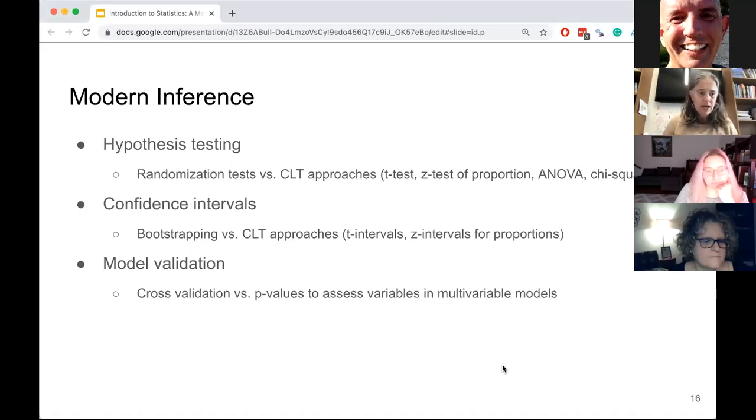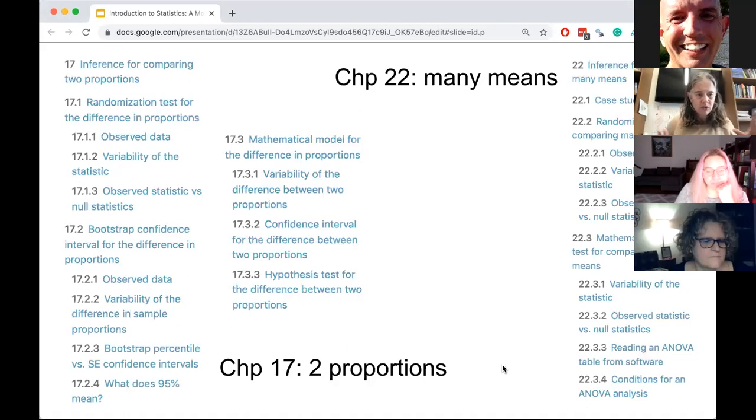You can go ahead. Before I get to those three, there's a lot going on in these slides. This is basically the table of contents. On the left side is chapter 17, and section 17.1 is randomization for the difference in proportions. 17.2 is the bootstrap for the difference in proportions. And then 17.3 is the mathematical approach, the central limit theorem type approach.